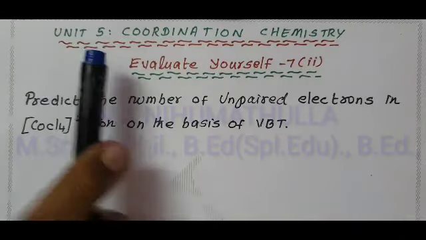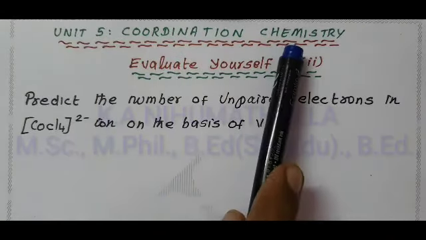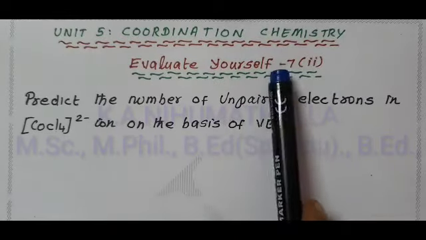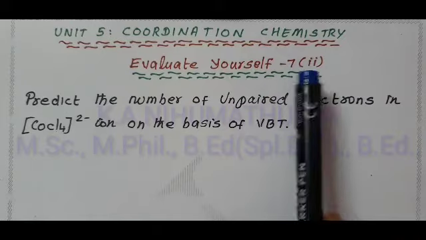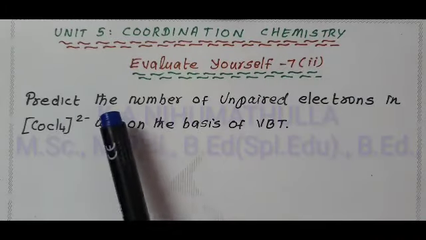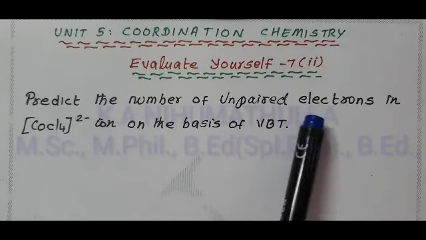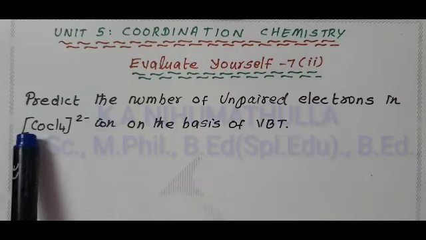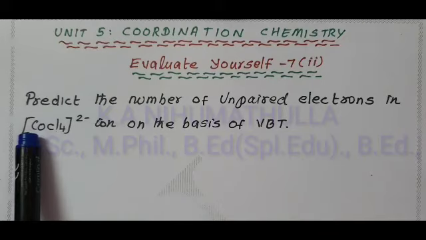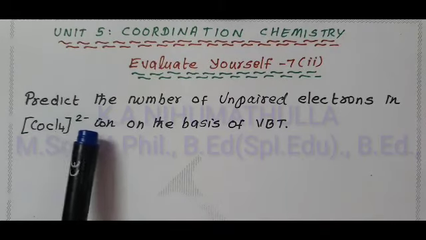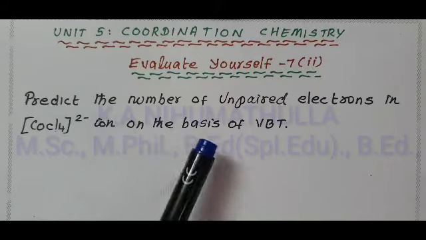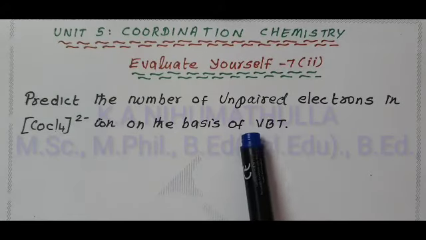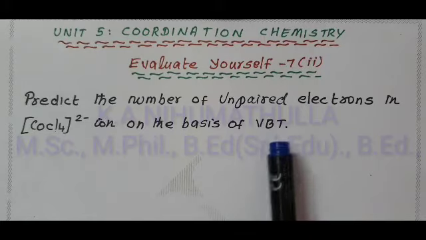Unit 5 Coordination Chemistry. Evaluate yourself 7-2. Predict the number of unpaired electrons, single electrons, in the [CoCl4]2- ion on the basis of VBT, that means valence bond theory.